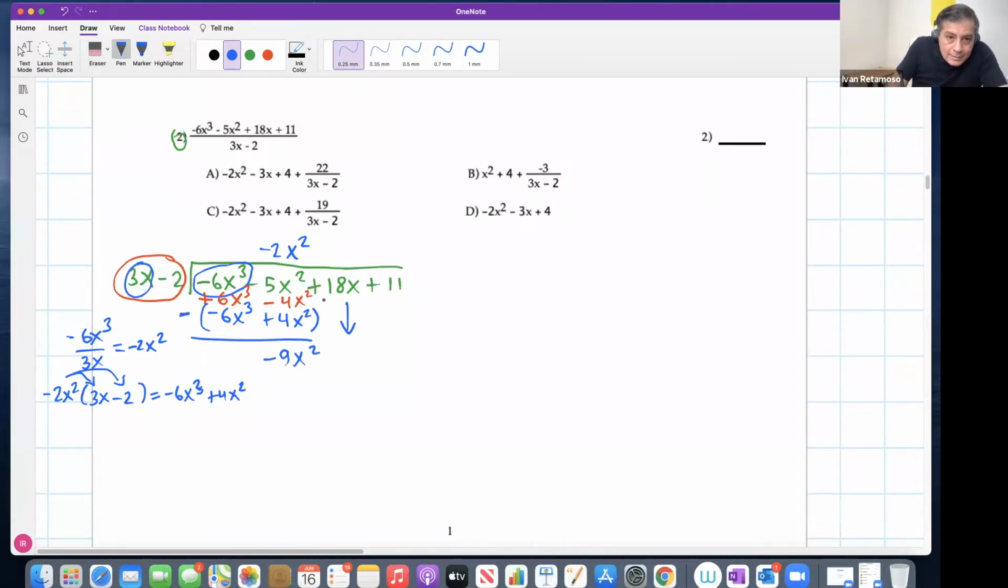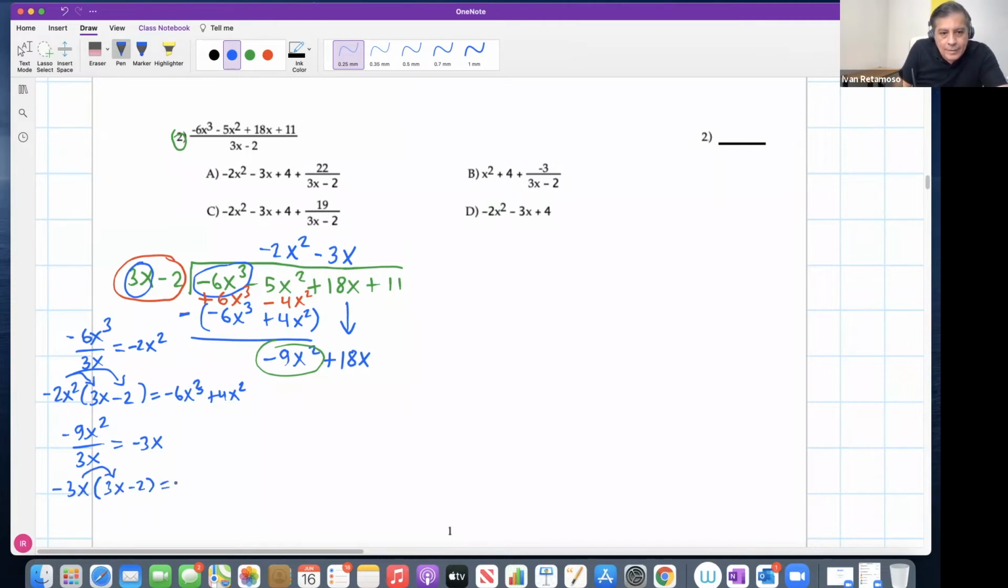Then bring down the next term, in this case 18x, because we're dealing with a cubic polynomial. And repeat the process. This guy divided by the first term. So minus 9x squared divided by 3x. This is negative 3x. That negative 3x has a place here on top of the x term, right there. And then multiply this times your divisor, negative 3x times 3x minus 2.